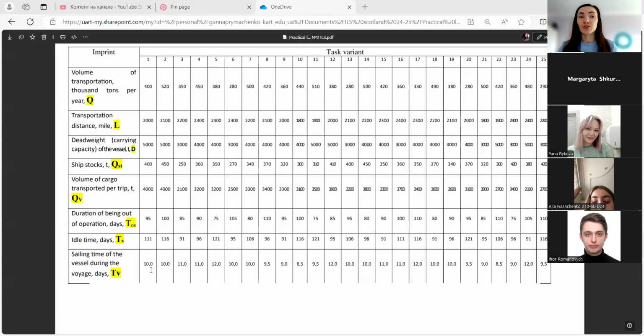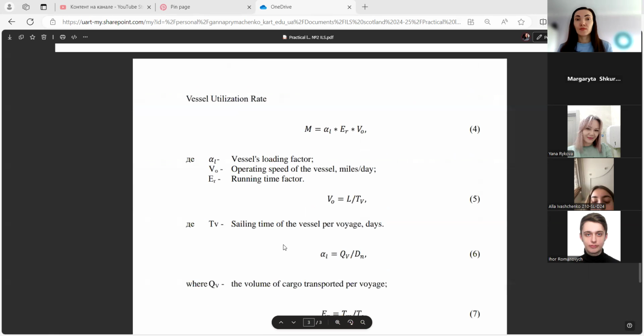If you have first variant, it is 10 days. If you have second variant, it is also 10 days. For third variant, it is 11 days. So write is equal to, and decide. The result is in miles per day. We can see here that V with index O is miles per day. How many miles per day can our vessel transport? Okay.